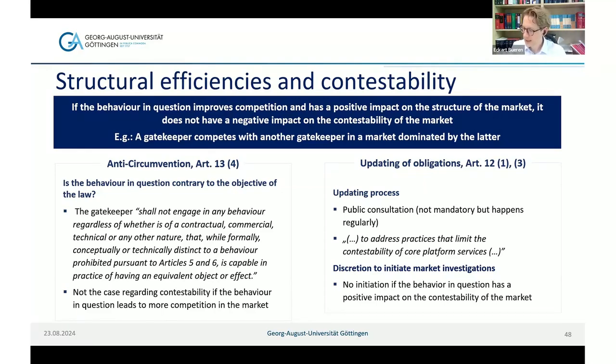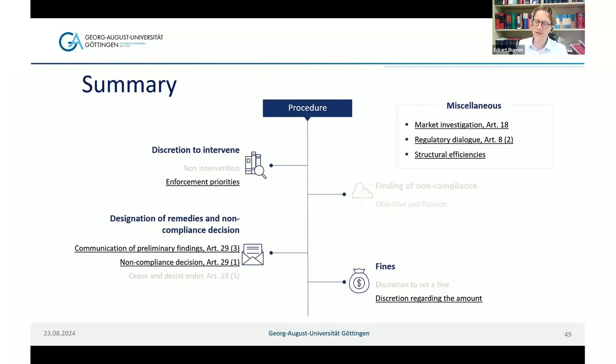So I think I've complied with the Japanese procedure and talked as long as is usually expected. And this is my summary. The light gray parts of the procedure are where we think efficiencies cannot come into play at all. And the underlined parts are where we think efficiencies come into play, at least to a certain extent.